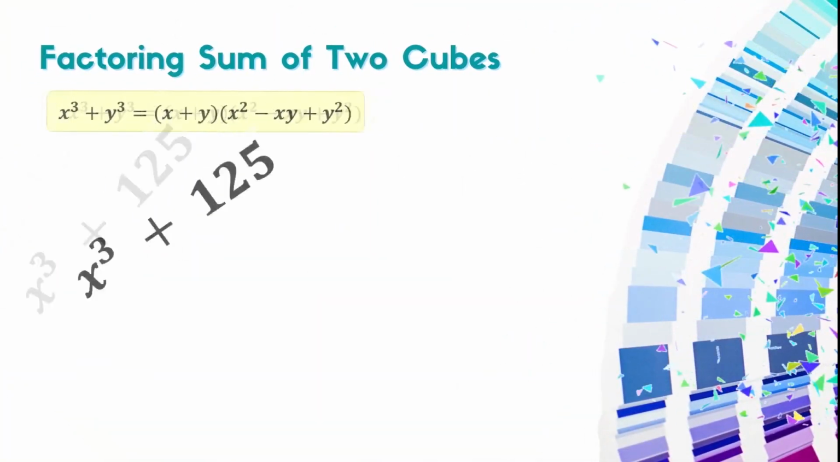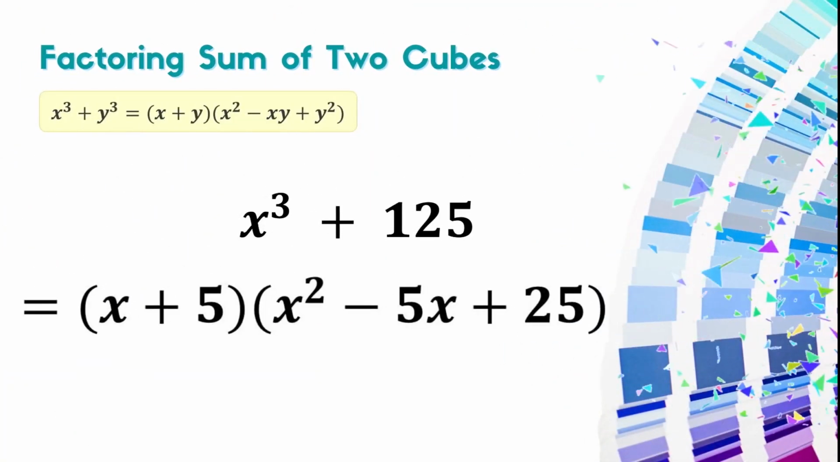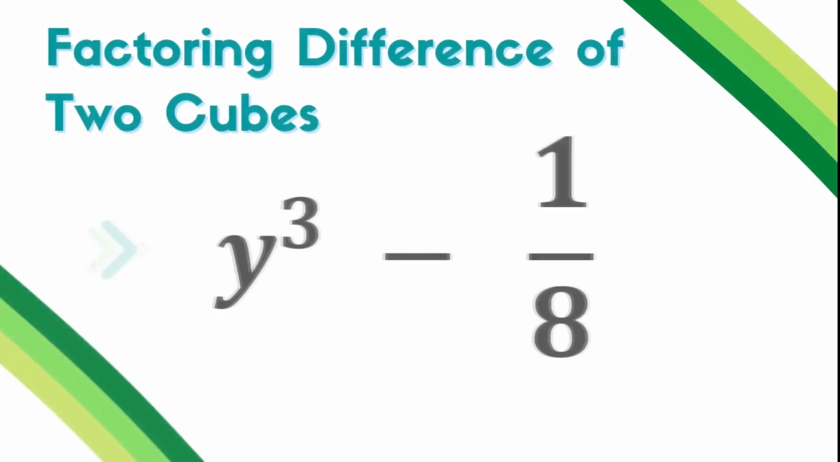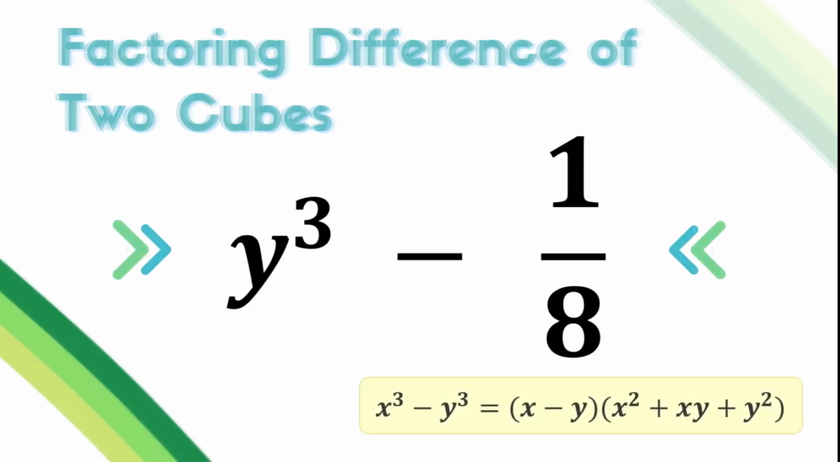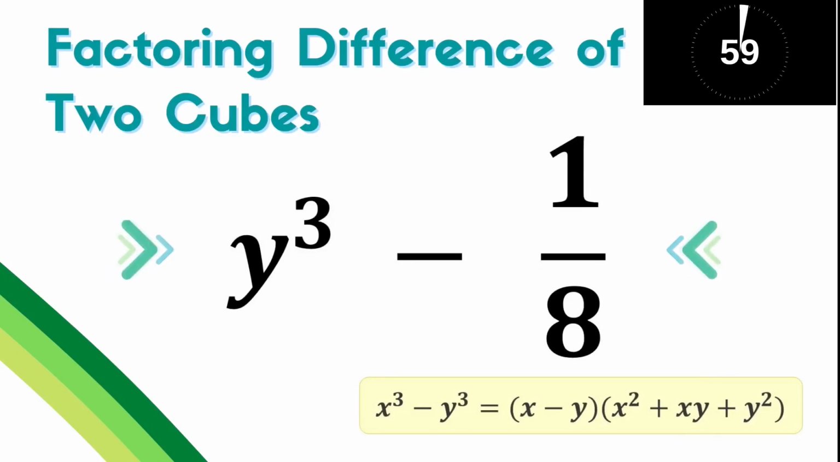The correct factored form of x cubed plus 125 is the quantity x plus 5 times the quantity x squared minus 5x plus 25. It's your turn now, math student. Don't forget to check your answer. Your timer starts now.